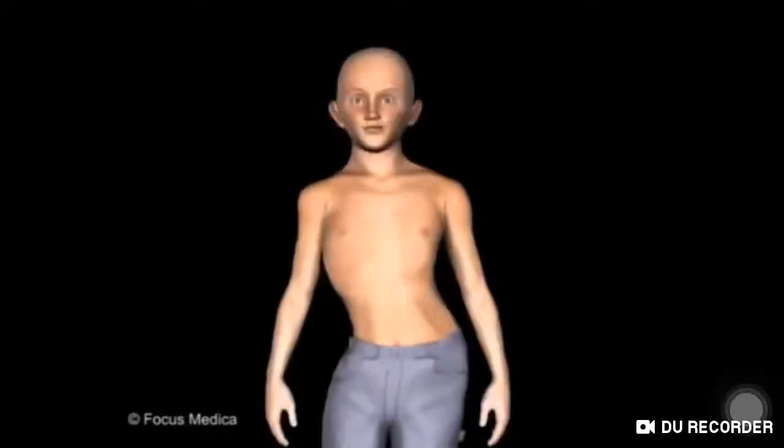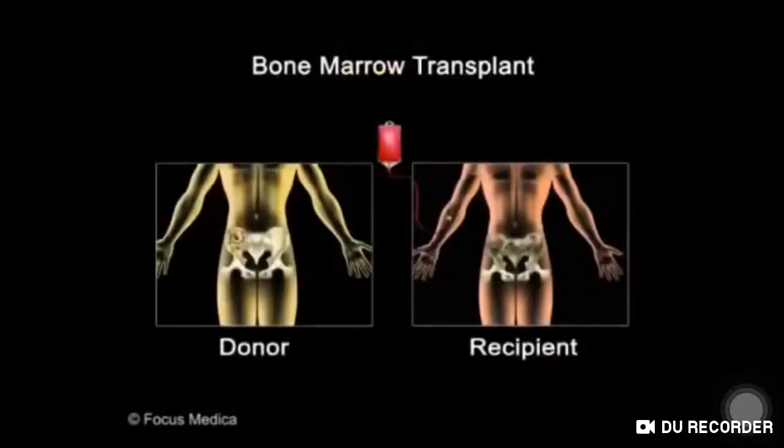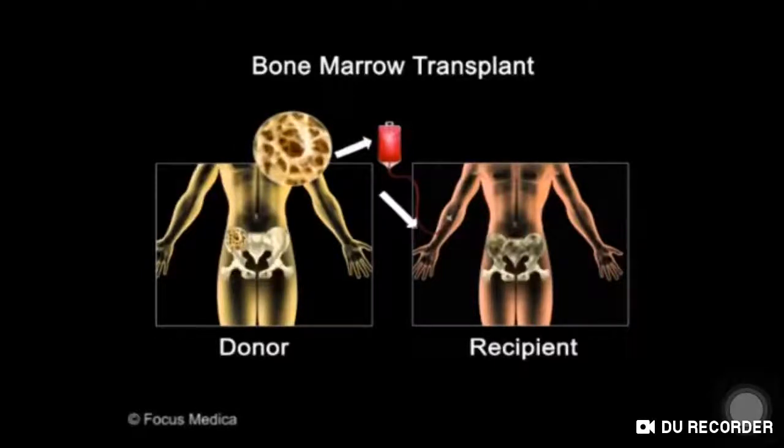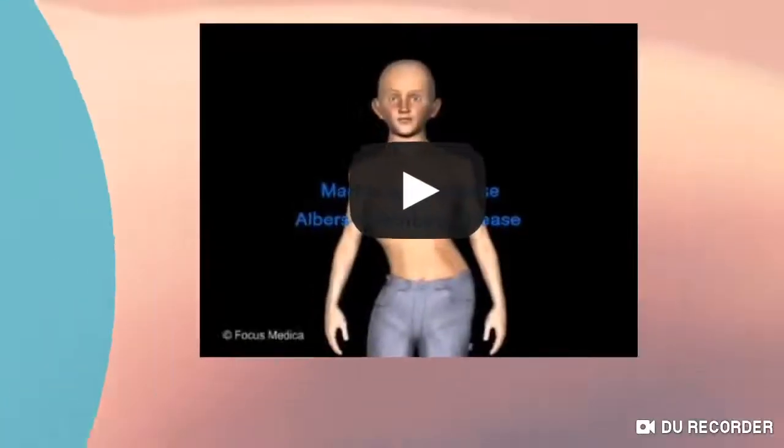Osteopetrosis, also known as marble bone disease and Albers-Schönberg disease, is a rare disease caused by improper functioning of osteoclasts, resulting in harder and denser bones. It is an inherited disorder. Bone marrow transplant is the most commonly used treatment for osteopetrosis.